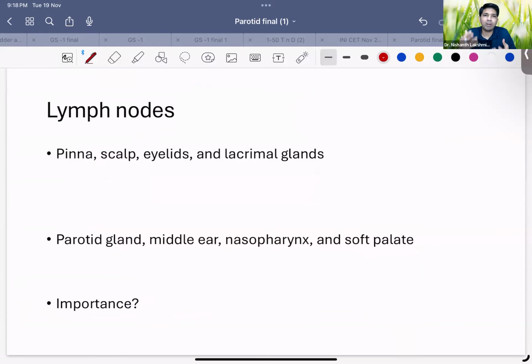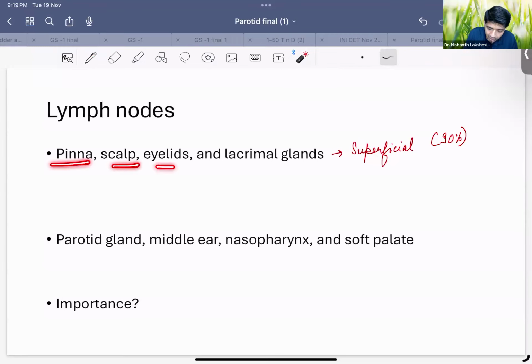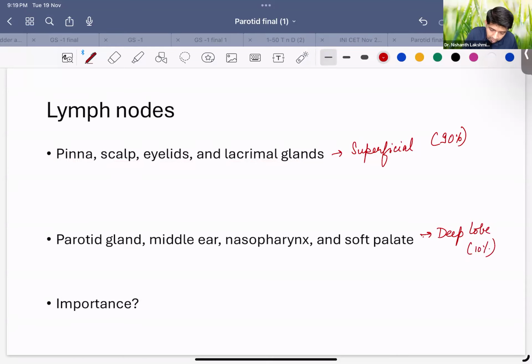Now we know that the parotid gland has certain lymph nodes in it. The lymph nodes can either be in the superficial lobe or in the deep lobe. Now 90% of your lymph nodes are in the superficial lobe. The areas which these lymph nodes drain are your pinna, the scalp, the eyelids, and the lacrimal glands. Then 10% of them are present in the deep lobe. These drain the other areas such as the parotid gland itself, middle ear, nasopharynx, and the soft palate.